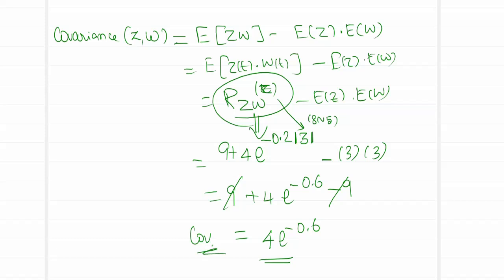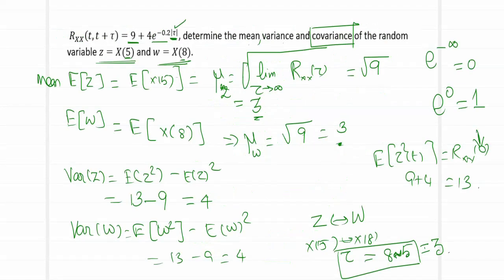So what we have estimated till now is the mean, variance and covariance of any given autocorrelation function using the properties of autocorrelation which we have studied.